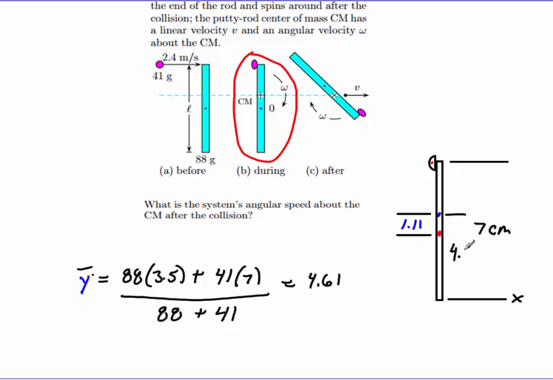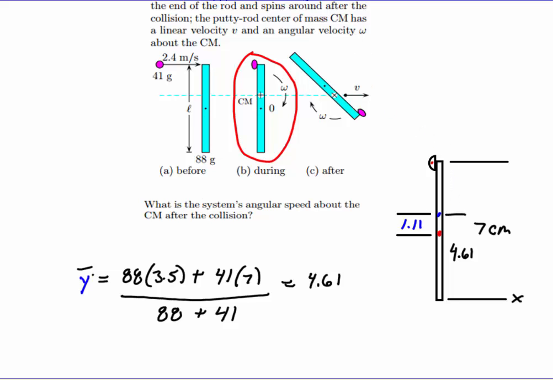From here, right? But based upon this value, this is what it was originally for the rod. So wouldn't it be 3.5 from here to here? It doesn't matter, it's just so you know where it is. I just said 1.11 from this point. So the original center of mass is the center of the rod.